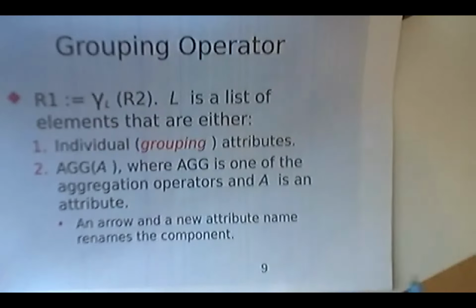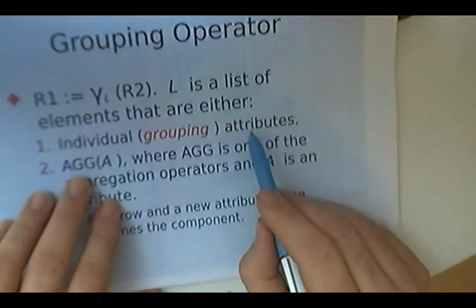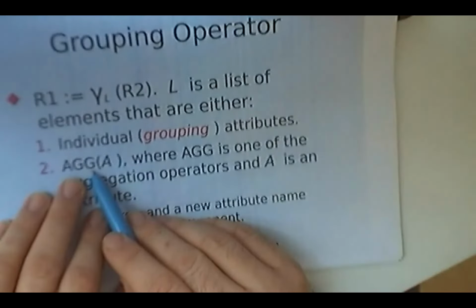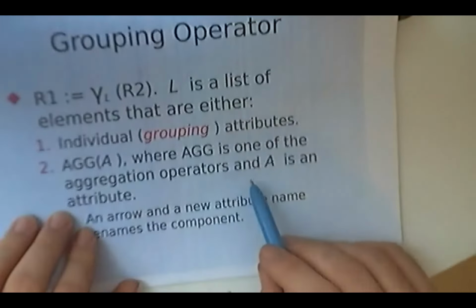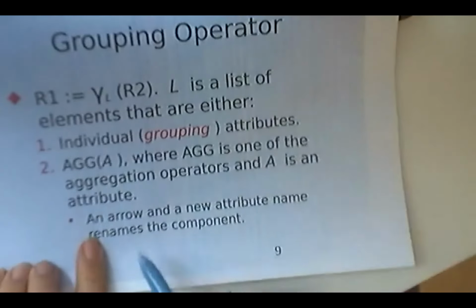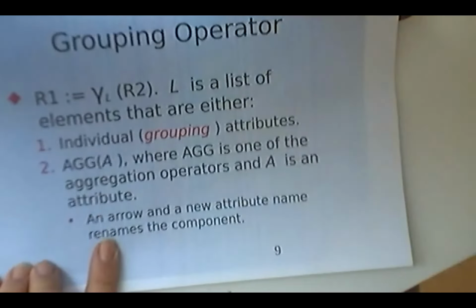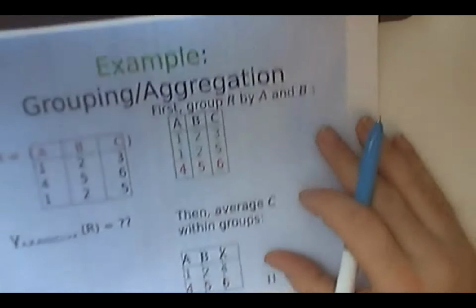It's going to wind up defining a set of different individual groups that are pulled out of the table. So we have these individual grouping attributes, and then we have the actual aggregate functions. The aggregate functions apply over an attribute, and then an arrow is going to rename this component.